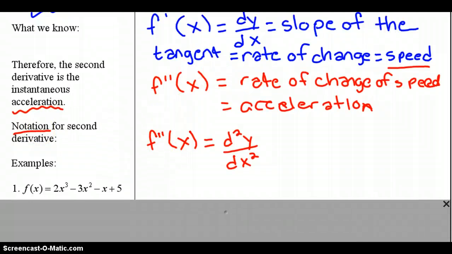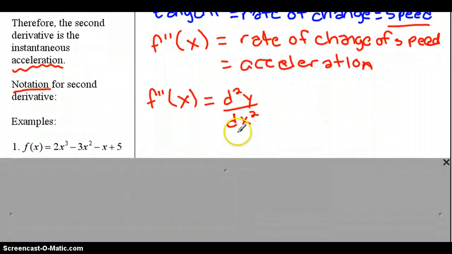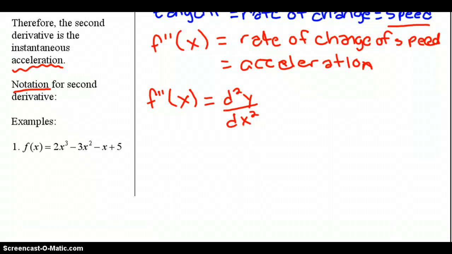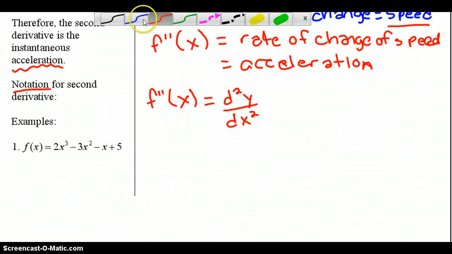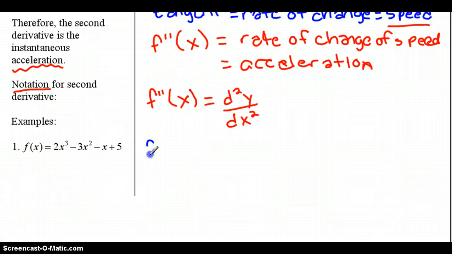How do I actually find a second derivative? Well, very similar to how you found the first derivative. If I'm going to take the first derivative, so I'm going to go back in blue here. Blue was all my first derivative stuff. If I'm going to take the first derivative, which is f prime, I'm going to use my power rule. So let's look at the example I gave you here: 2x cubed minus 3x squared minus x plus 5. So my first derivative is straight power rule here.